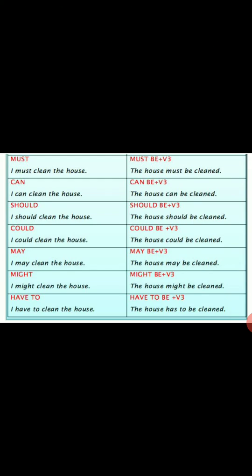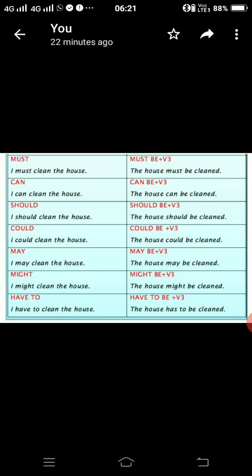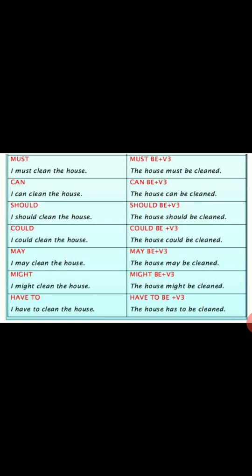Examples are written over here, student. I must clean the house. So the house is the object, so it will come in the beginning. The house must, and must will be followed by be, and then the third form of the verb. The house must be cleaned. I can clean the house. The house can be cleaned. How easy it is. I should clean the house. The house should be cleaned. I could clean the house. The house could be cleaned. I may clean the house. The house may be cleaned. I might clean the house. The house might be cleaned. I have to clean the house. The house has to be cleaned.